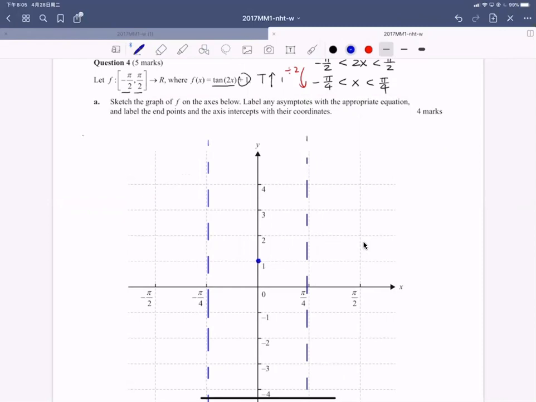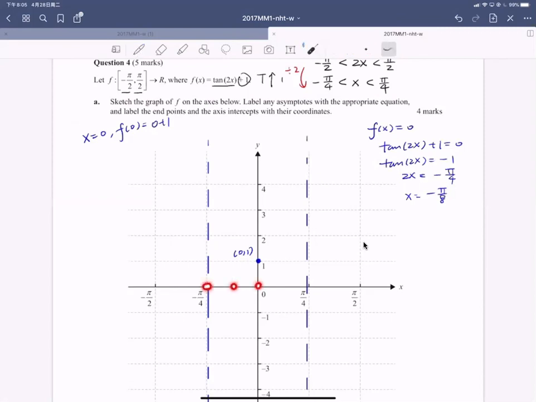If we make x equals 0, f of 0 will definitely be, let's say 0 plus 1. Okay, 0, 1. That's your y-intercept. And if f of x equals 0, tangent 2x plus 1 equals 0, and tangent 2x equals minus 1. Therefore, 2x equals minus pi on 4, and x equals minus pi on 8. So, in between these two markers, in the middle, okay?